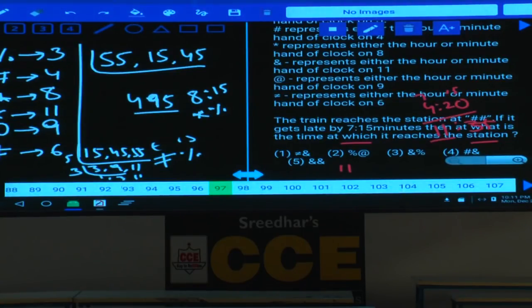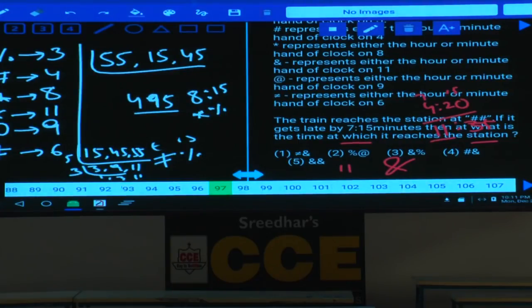11 means 11 is end. 35 means we should have 7. Is it 7 in this one? It is not there here. Hence what is your answer here? Now it should reach here by 11:35. 11 means we should have end. Next one, 35 means we should have a number which is at 7. Is it given anywhere here? No. Hence the question itself is wrong.